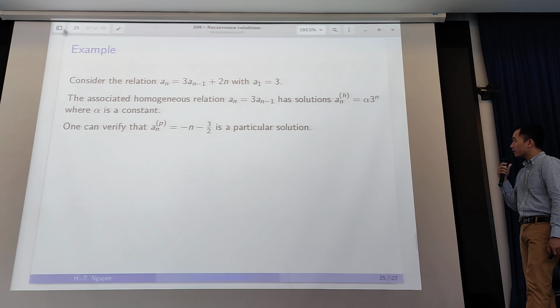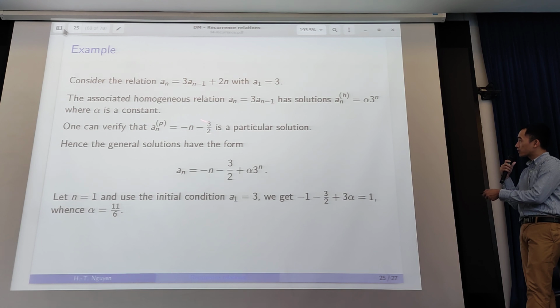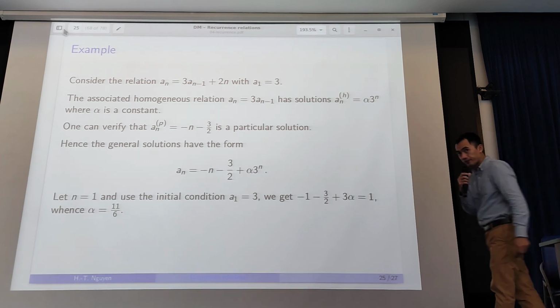So now we try to look for a particular solution. You can verify that. In this example, I give you a particular solution, and later we will see there is a formula to find a particular solution. So here we admit that this one is a particular solution to this equation. You can plug it in, and you can see that it verifies this equation. So that means that the general solution for this relation would be this particular solution here, plus the general solution to the homogeneous relation here. And we get this form.